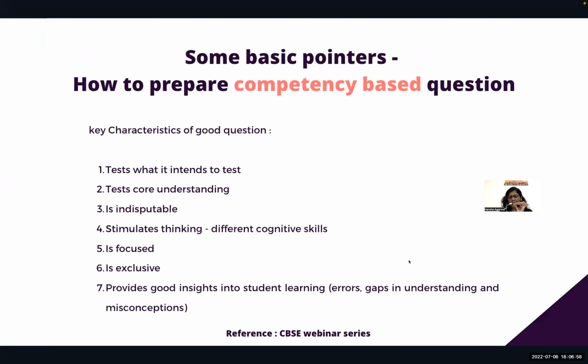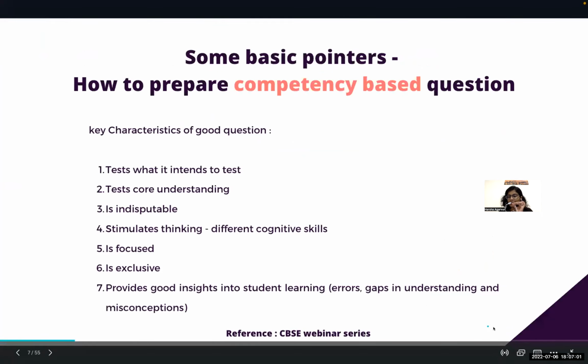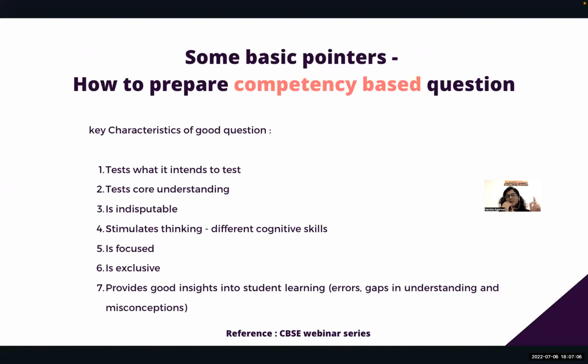Now, before moving ahead, as you can again see the references on all my slides, there was a webinar series which CBSE carried out last year, October 2021. If you go to the internet, you can see the webinar series. In those series, some very important pointers which the CBSE mentioned was how to prepare competency based questions. Some very basic pointers: what are the key characteristics for any question to be a good, reliable, valid question? These were certain pointers I found to be very, very interesting and engaging.